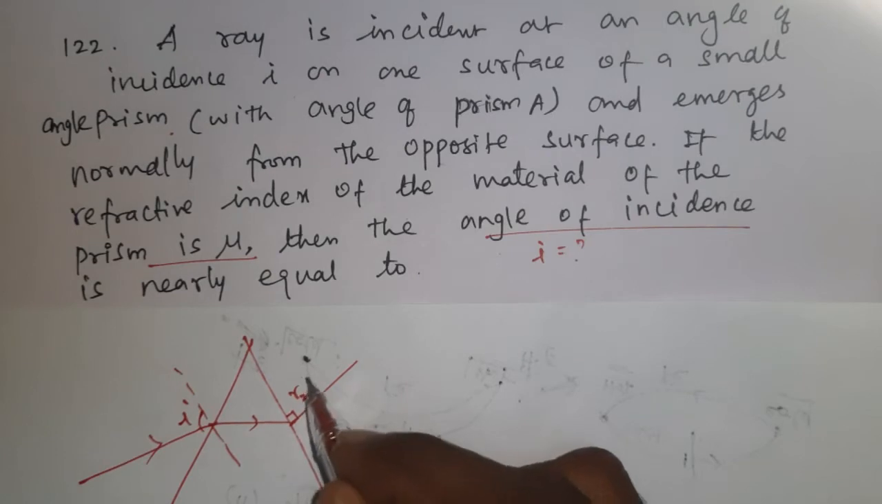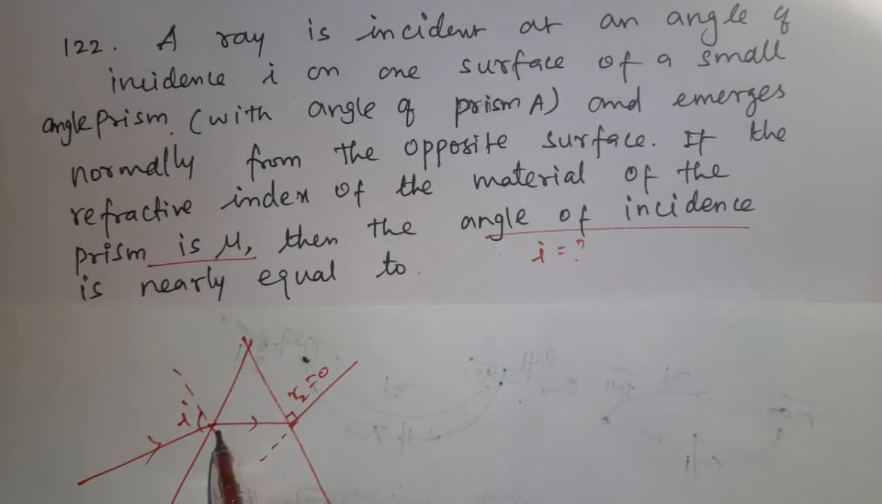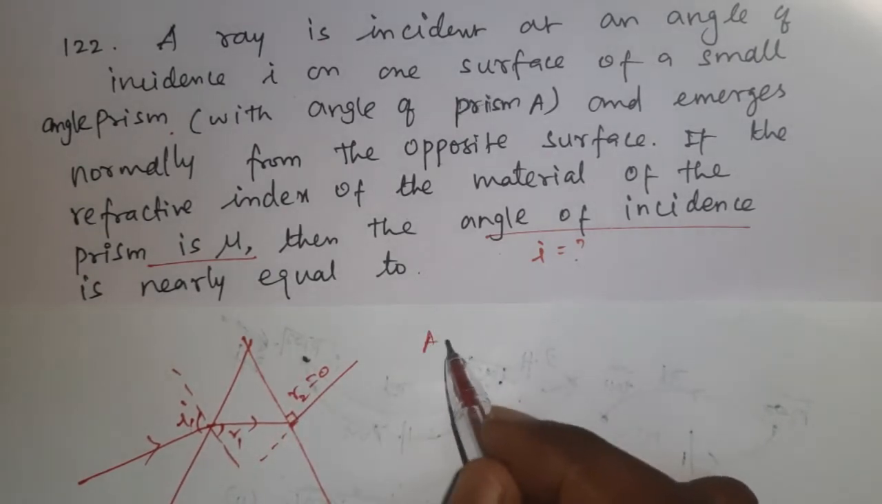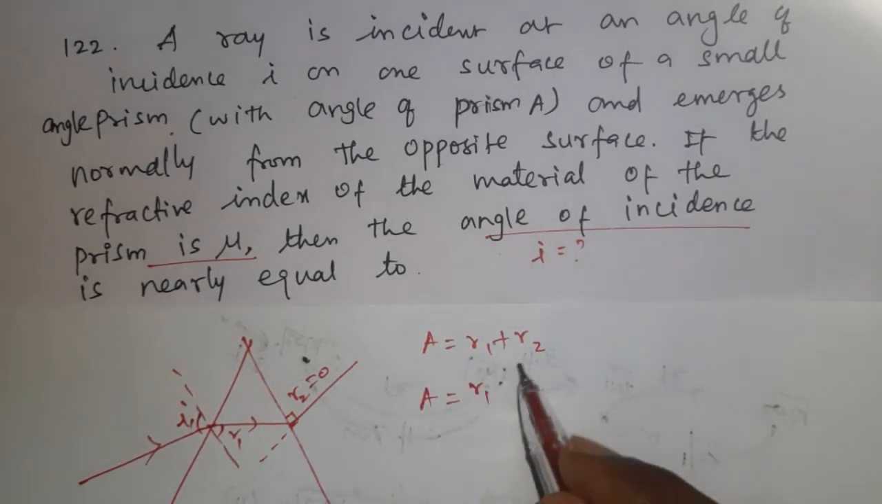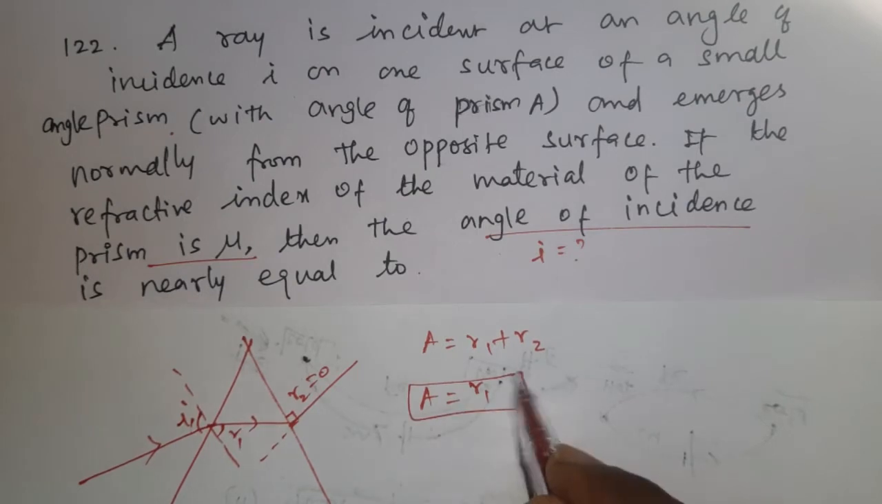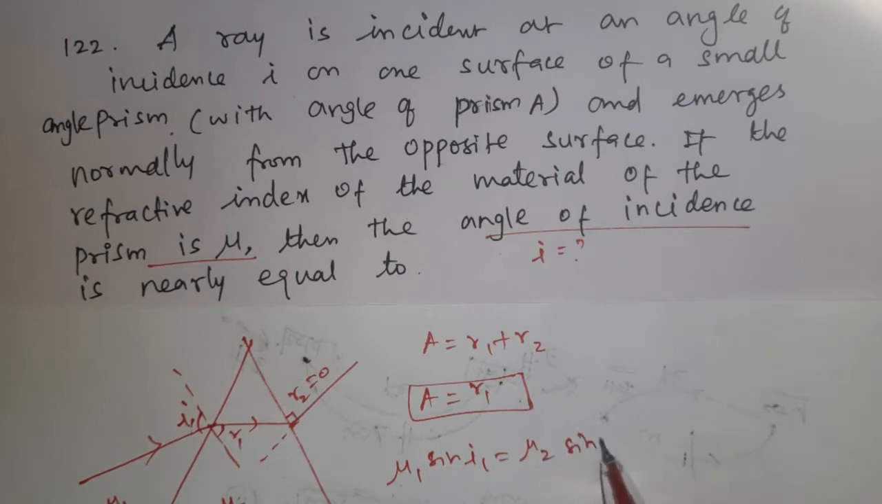Here R2 is going to be 0 because the refracted ray coincides with the normal line. Here I, here R. If we take I1, this will be R1. We know that A is equal to R1 plus R2. A is equal to R1 plus 0, so A is equal to R1. Snell's law we can apply. Here the refractive index of the medium is mu1 and of the other medium is mu2. Here the angle of incidence is I1 and the angle of refraction is R1. So mu1 sin I1 is equal to mu2 sin R1.